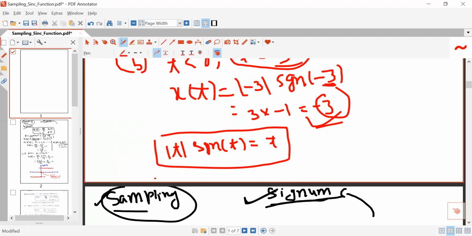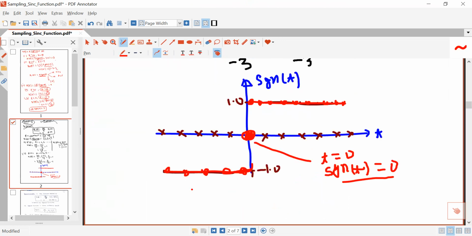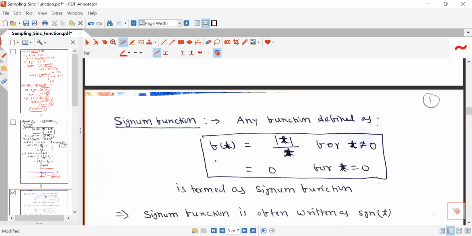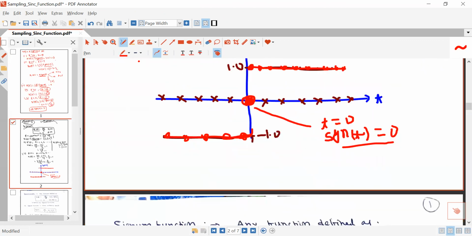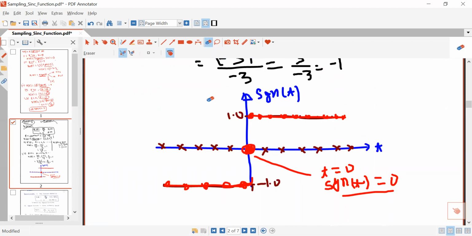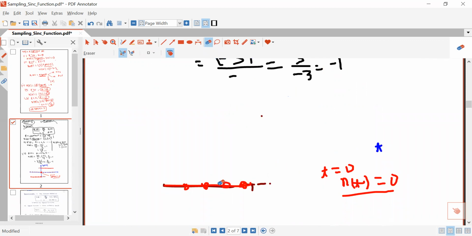So all of these concepts I have covered in this PDF file. So you can go through this PDF file to understand signum function clearly. And last I am going to show you the relationship between signum function and unit step function.